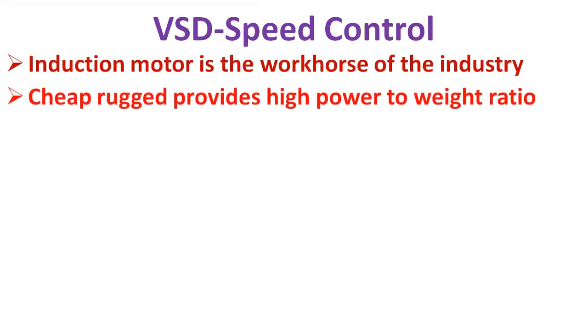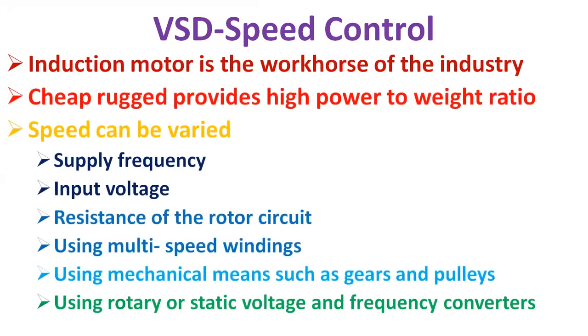On account of high cost implications and limitations of the DC system, induction motors are preferred for variable speed applications, the speed of which can be varied by changing the supply frequency. The speed can also be varied through a number of other means, including varying the input voltage, varying the resistance of rotor circuit, using multi-speed windings, using Scherbius and Kramer drives, using mechanical means such as gears, pulleys, and eddy current or fluid coupling, or by using rotary or static voltage and frequency converters.